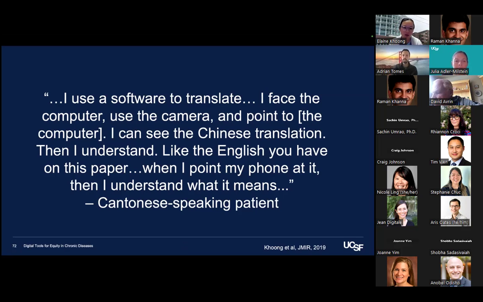And you can see this patient brought up, oh, I use a software to translate. I face the computer, I use a camera and point to it, and I see the Chinese translation and I understand. So this is a patient that's saying they downloaded Google Translate and used the live translation feature on the computer screen, and they were really excited about using it.